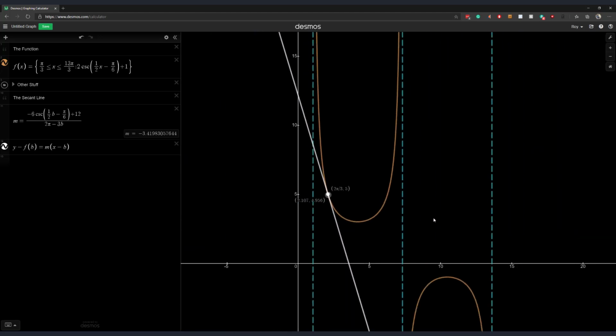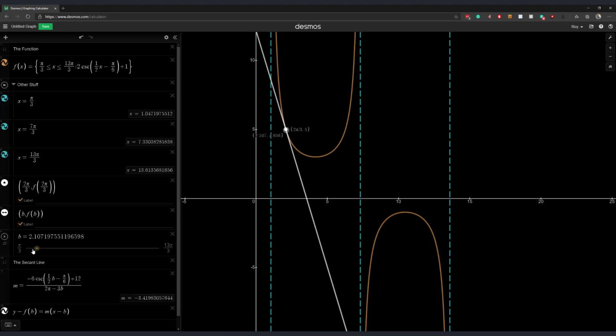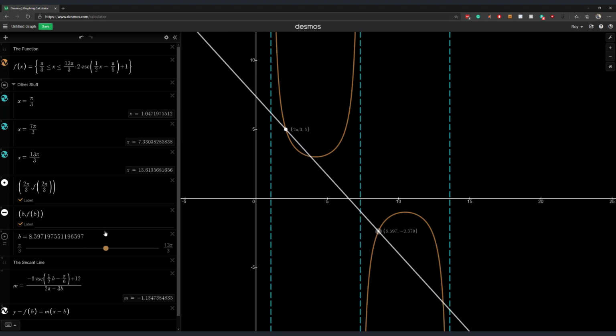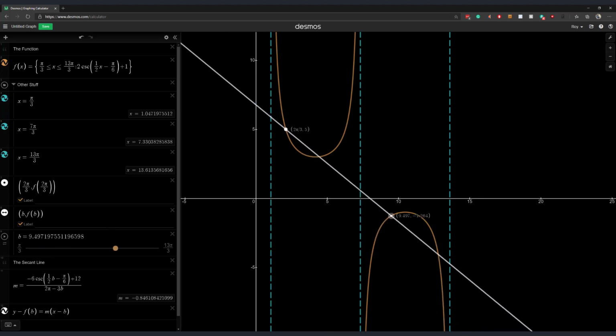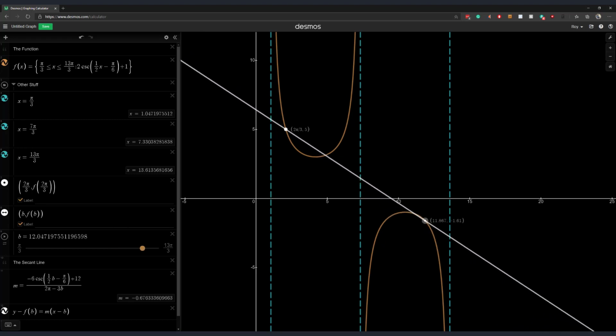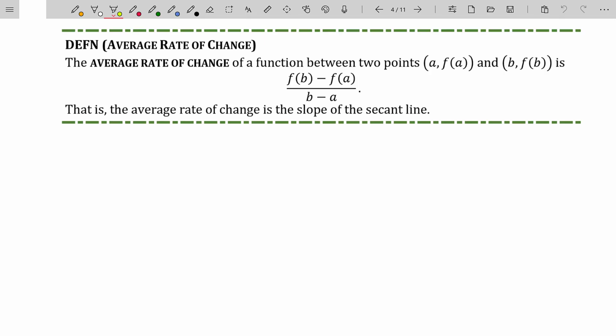And again, just to let you know, you could technically allow b to be large enough so that it's on the other branch. It's totally fine. You could have a secant line connecting 2 points between 2 completely different branches. That's totally okay. It's just weird, but it's totally okay. Now that we're done with that, let's go ahead and go into the last little topic in this video, which is the average rate of change.